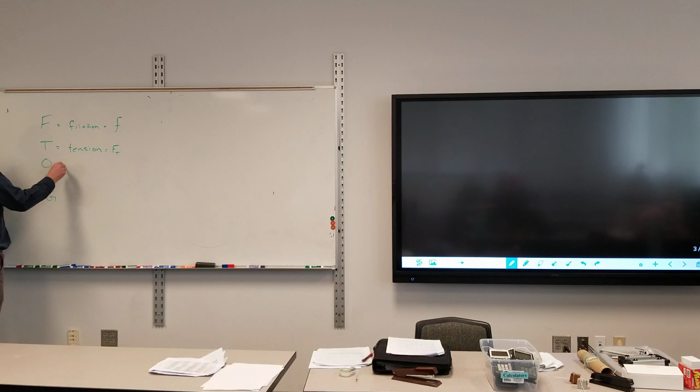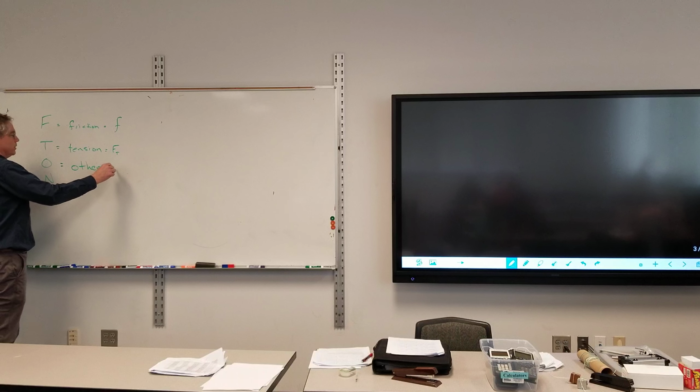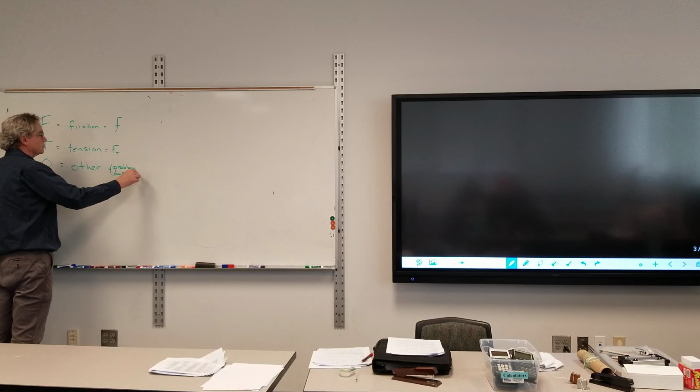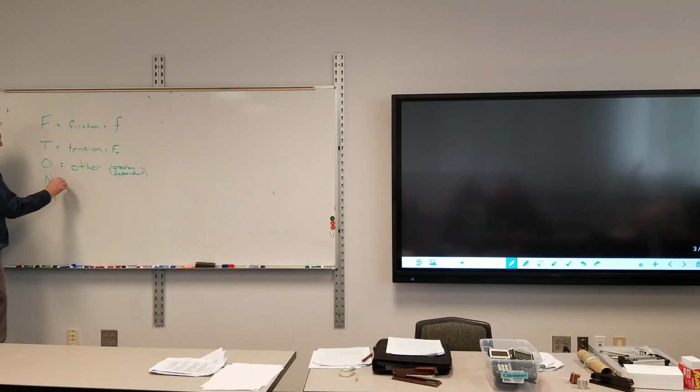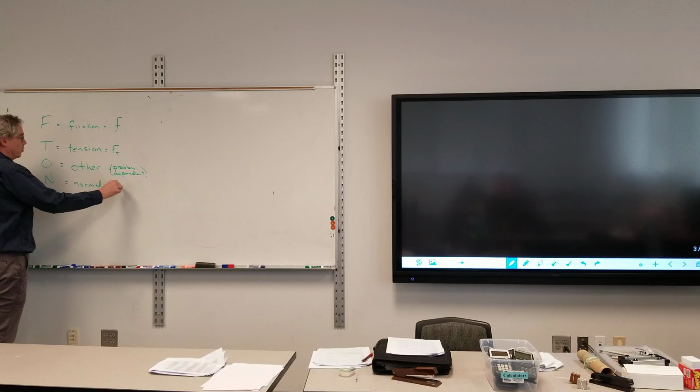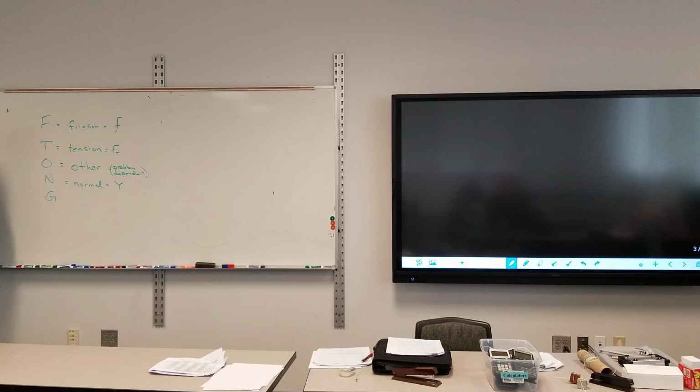O stands for other, and the symbol is problem dependent. N stands for normal. The symbol I use for normal force is a capital Y. Primarily, the physics textbook I used in high school used a capital Y for normal force, and it sort of stuck.